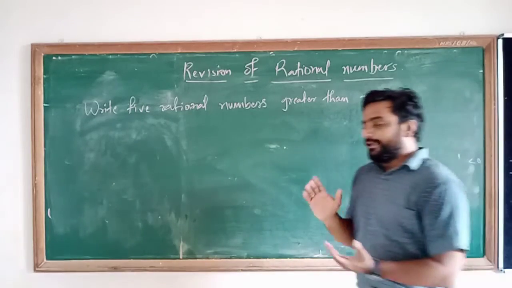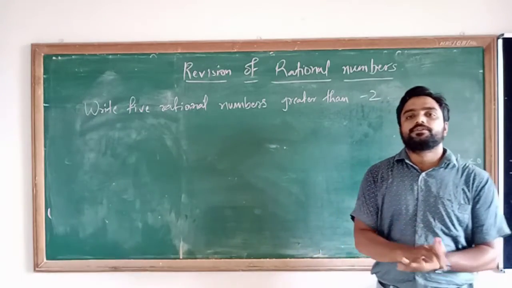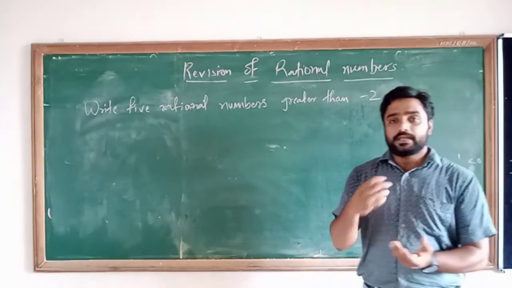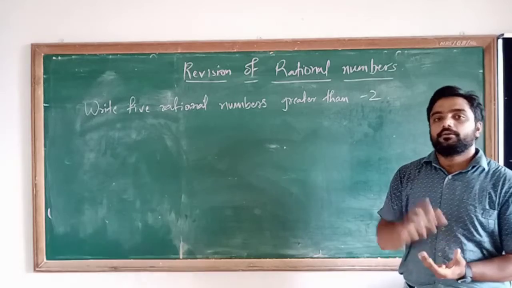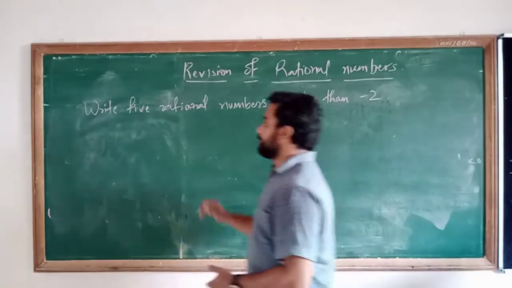Okay, so in this question you can take any other number which is greater than minus 2. Suppose I am taking 2, the number which is greater than minus 2. First of all, I will write minus 2 in a rational form.